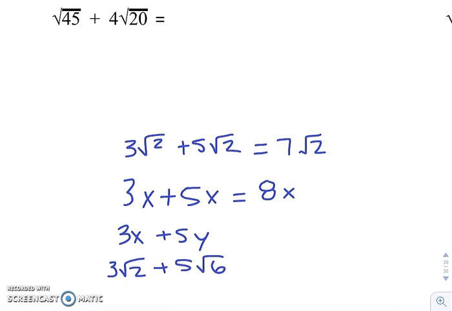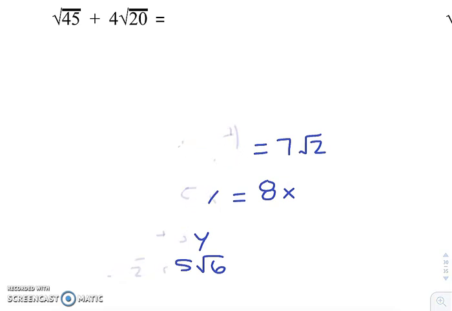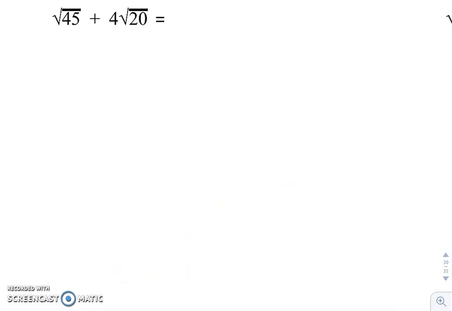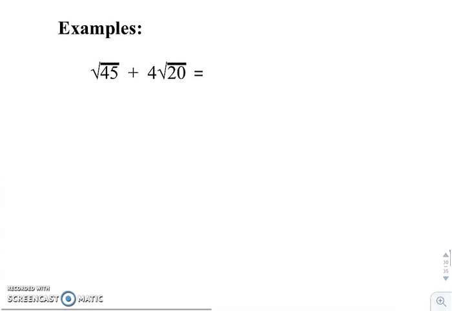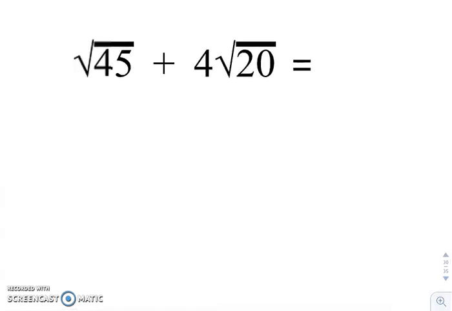When you're multiplying, yes, you just do outside, outside, inside, inside. But not when you're adding and subtracting. The radicals have to be exactly the same. So in this first example, we're going to simplify both of them. And then when you're done, the idea is that they should be the same and then be ready for you to add and subtract them.